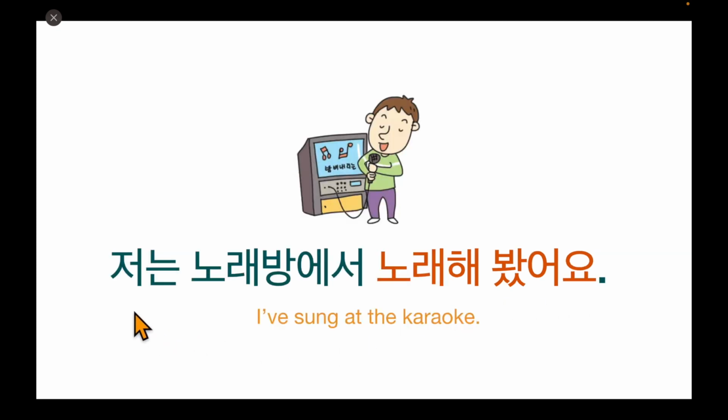Here is the example. You want to say you've sung at karaoke or you've tried to sing at karaoke. So you can say, repeat after me. 저는 노래방에서 노래해봤어요. One more time. 저는 노래방에서 노래해봤어요. That means I've sung at the karaoke. In this way, you can use 해보다 to express your experiences.